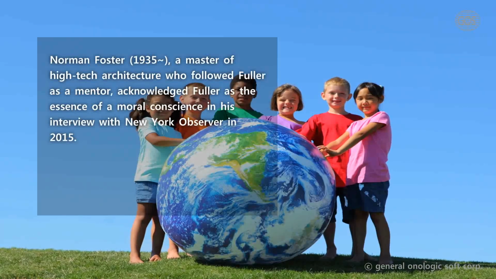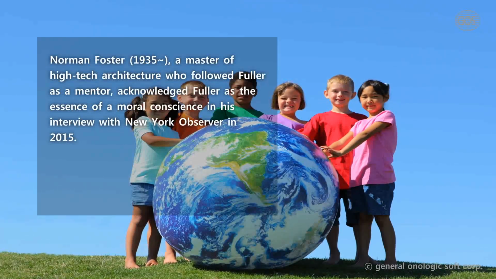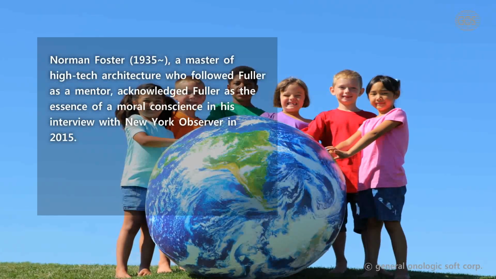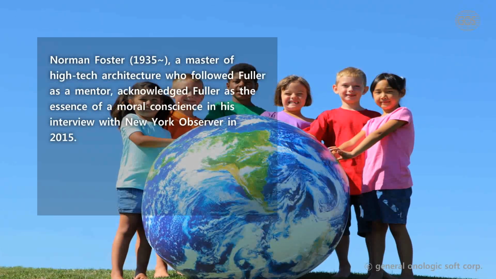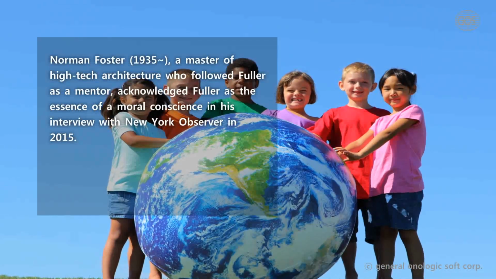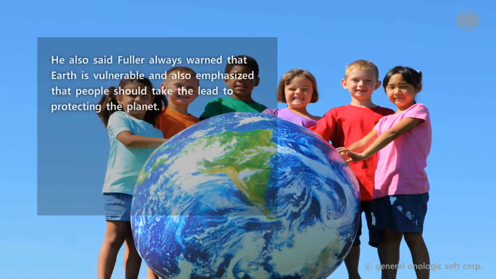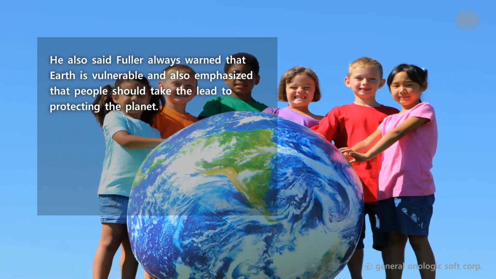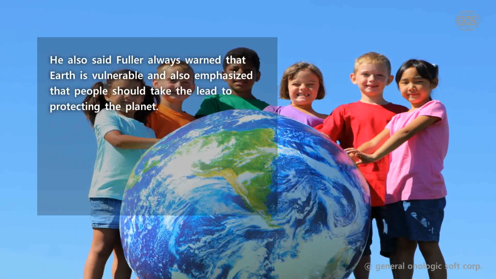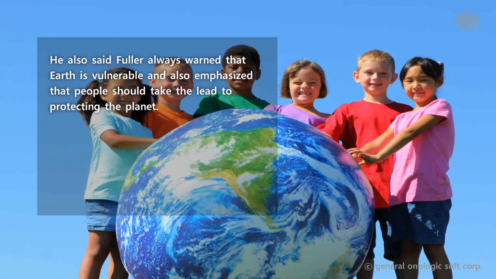Norman Foster, 1935, a master of high-tech architecture who followed Fuller as a mentor, acknowledged Fuller as the essence of a moral conscience in his interview with New York Observer in 2015. He also said Fuller always warned that Earth is vulnerable and also emphasized that people should take the lead to protecting the planet.